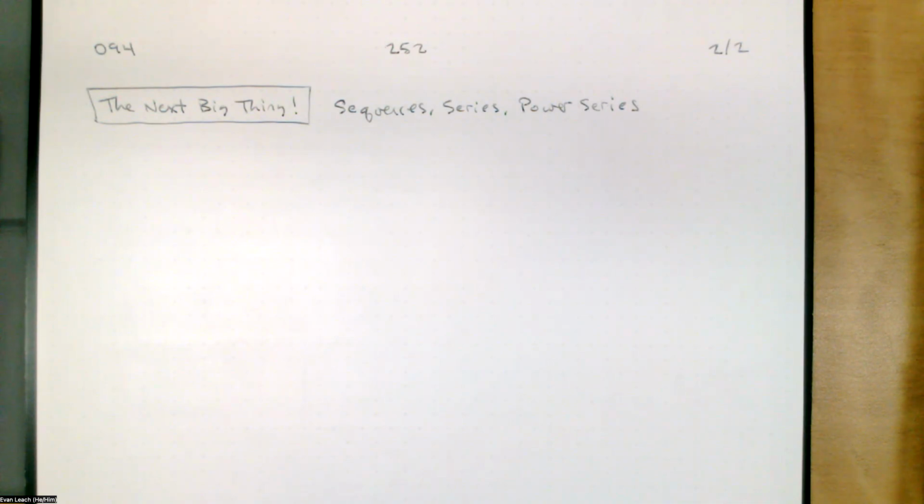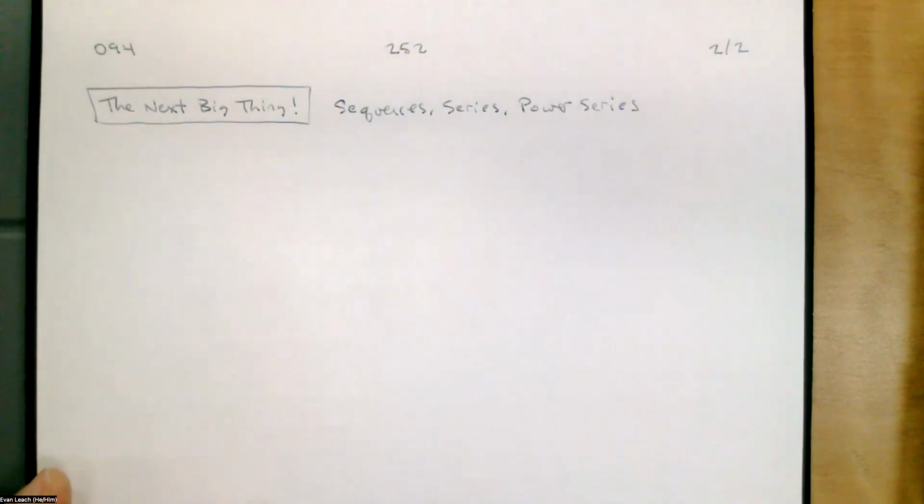Our next big thing is going to be sequences, series, and power series. We're going to be thinking of infinity as a discrete kind of infinity, a countable kind of infinity.